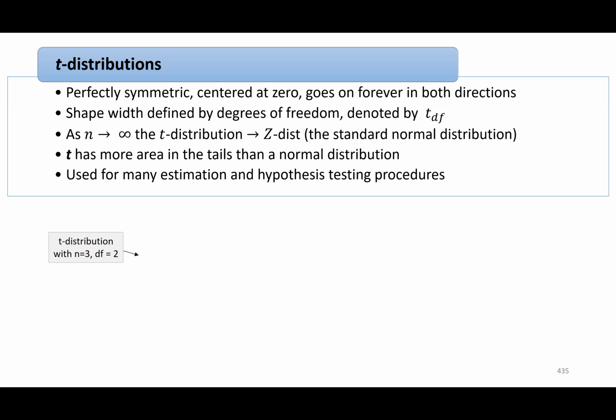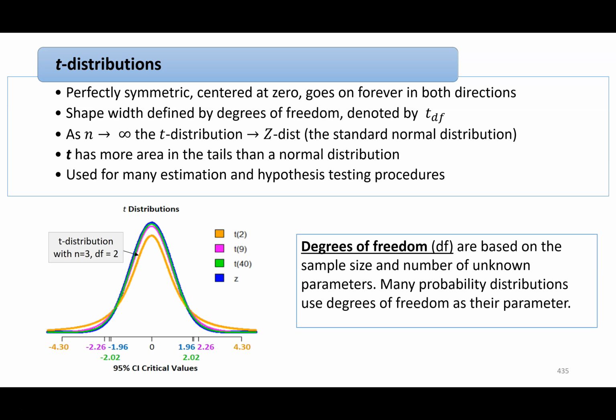So t-distributions are very, very similar to normal distributions. They're perfectly symmetric, so if I were to draw a line down the middle and fold it in half, it's exactly the same on both sides. It's centered at 0, like the z-distribution, and it goes on forever in both directions. Even though we tend not to draw it further out than 3 or so, it goes out forever. It's a bell shape, and how tall or wide it is depends on the degrees of freedom.